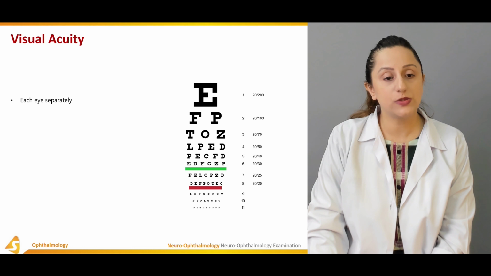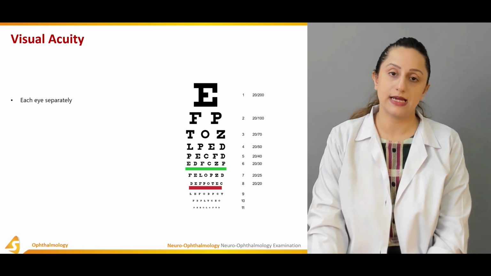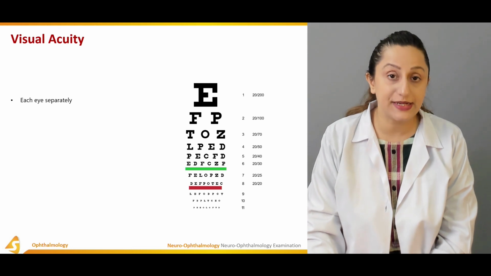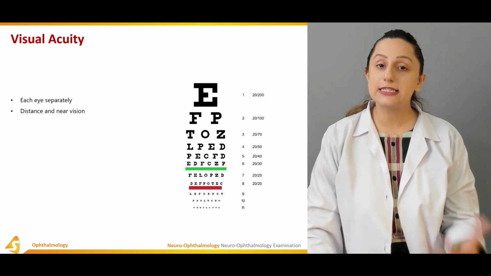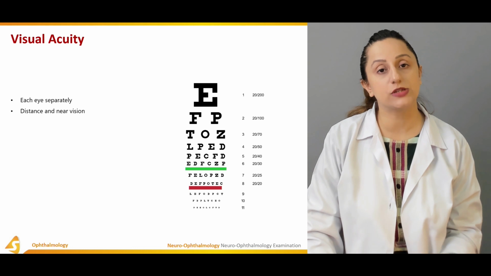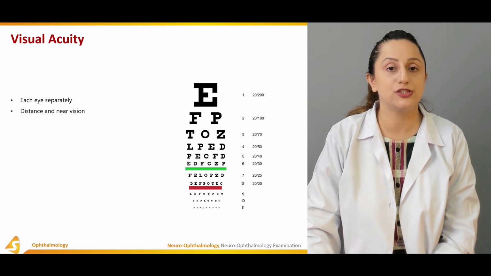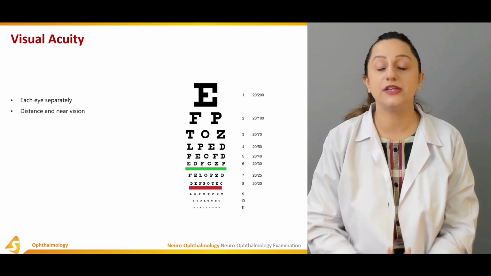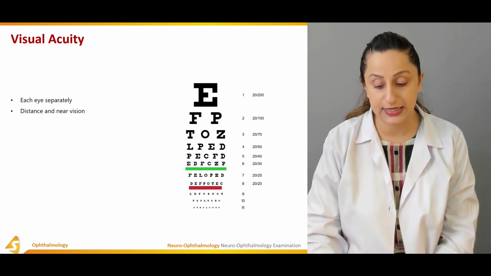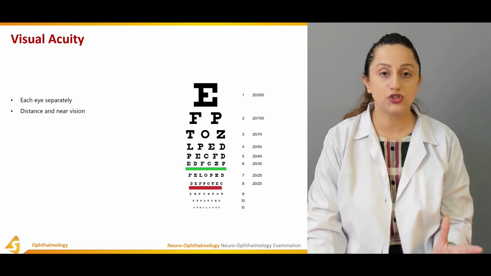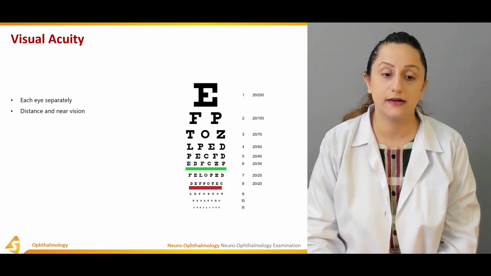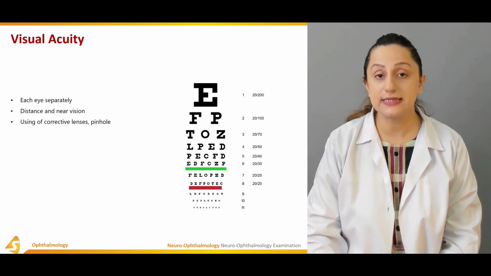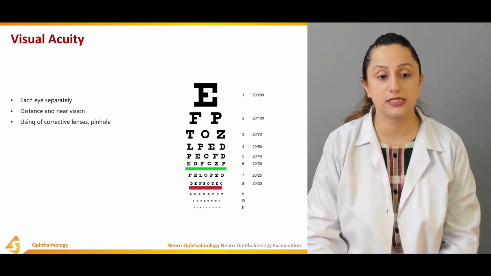So whenever we test the visual acuity in a person, each eye is tested out separately in an individual. Distance and near vision are both tested. We can use the Snellen's charts for the distant vision, and we have the reading charts for the near vision as well. These are the different charts through which we can know the intensity of the visual acuity that is affected in the individual.